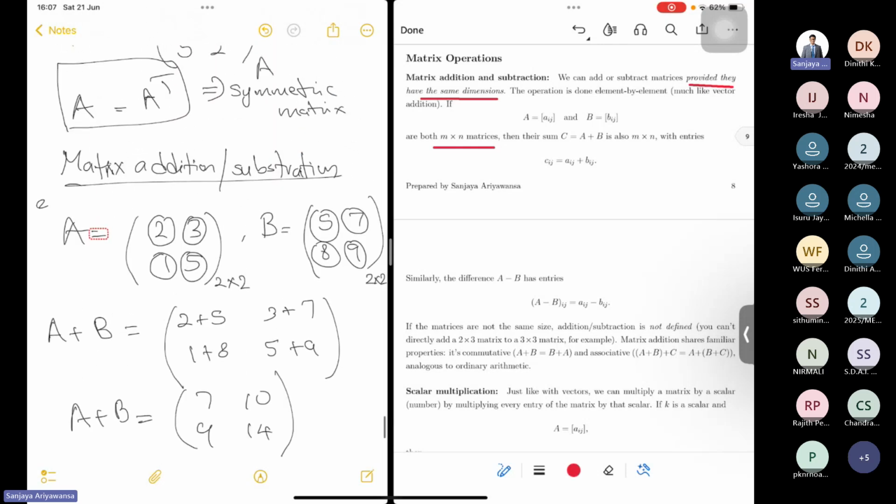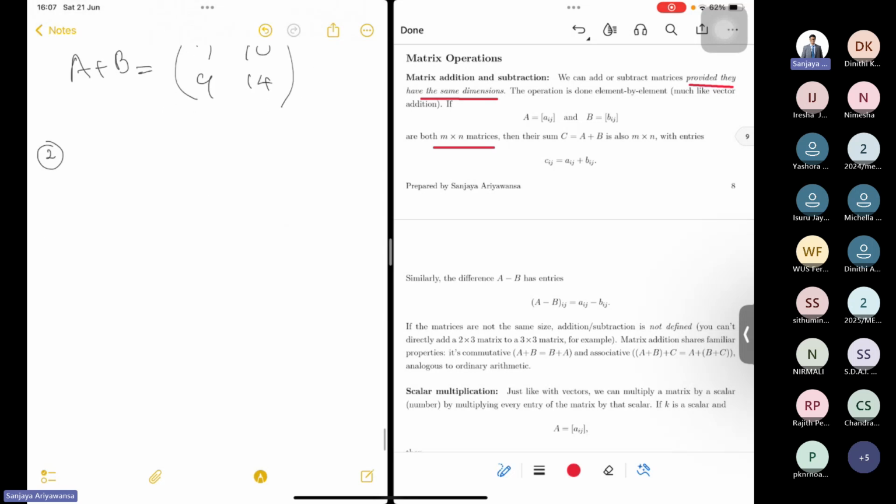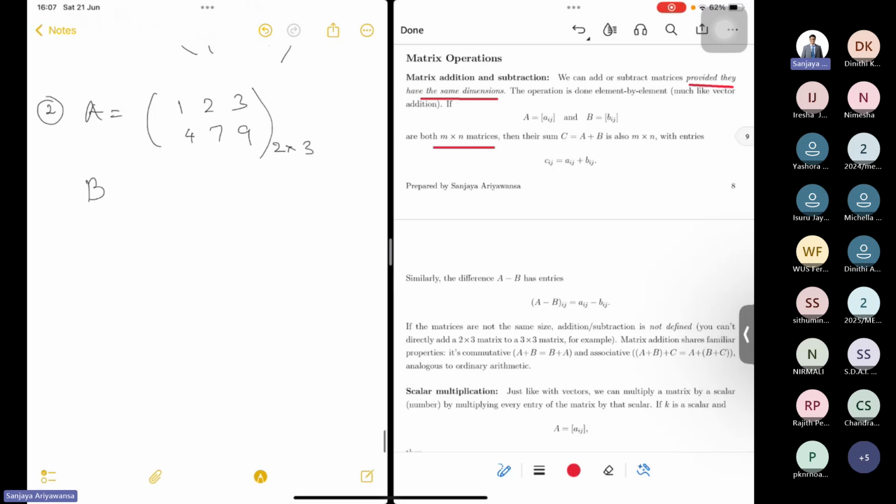But let's also take another example. So this is example number 1. Let's take another example, example number 2. Let's take A as 1, 2, 3, 4, 7, 9. So this is a 2 by 3 matrix. Let's take another matrix, which is 0, minus 1, 2, 5, minus 2, minus 3. This is also a 2 by 3 matrix. So I can add the two. Why is that? Because I have the same dimensions.